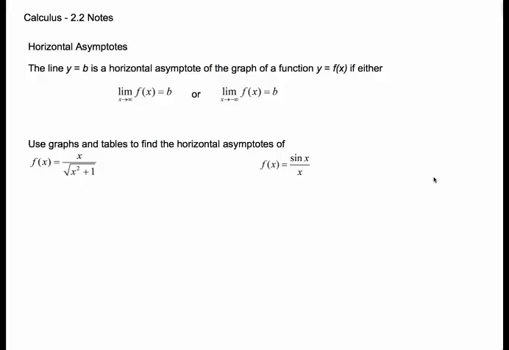In other words, as your graph grows really, really large or it goes really, really small, it approaches a specific number. So what we're going to do is use graphs and tables to find the horizontal asymptotes of the following two questions. And I'm going to minimize the notes just a little bit so that we can see the graphs here, and I'll show you a graph and table for each one.